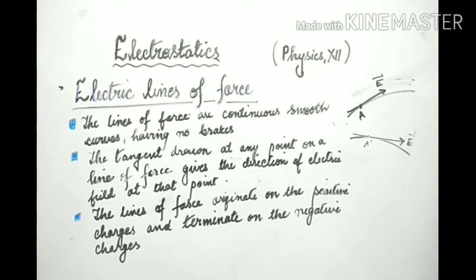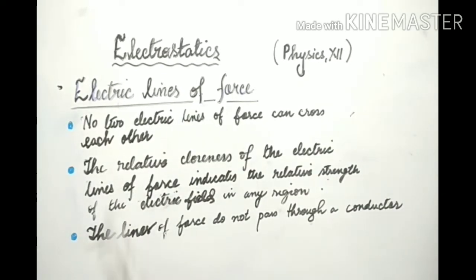The third point says that the lines of force originate on the positive charges and terminate on the negative charges. We will see the meaning of this after some time. It will be clear when we draw the electric lines of force for different charge distributions.